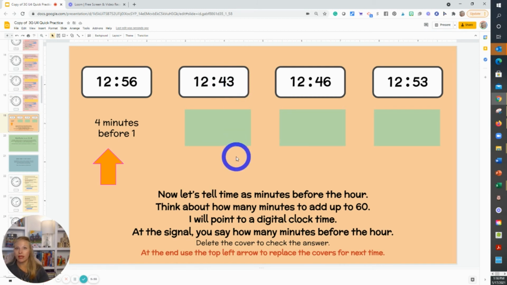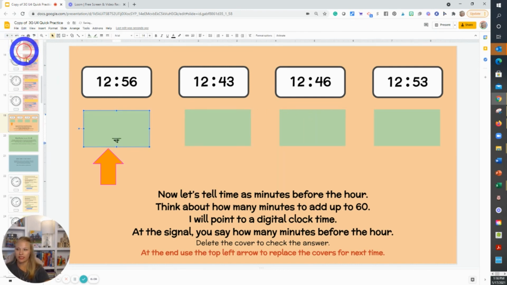Boys and girls, how many minutes to the hour? Remember, there's 60 minutes in an hour. Class, think about it. They should say 17 minutes before 1. Boys and girls, what time is it? And you would proceed accordingly with the other examples.